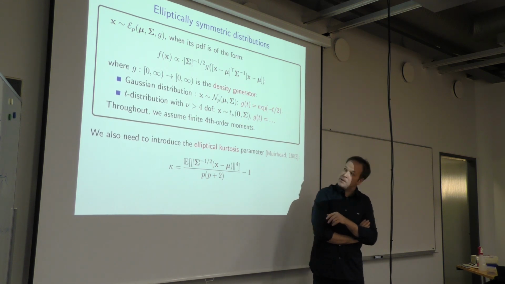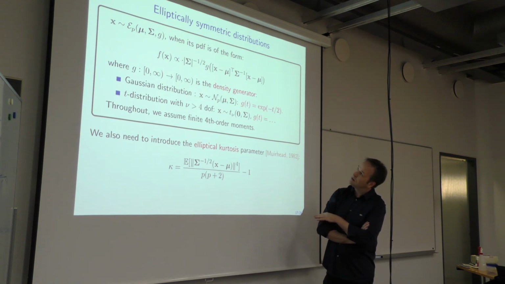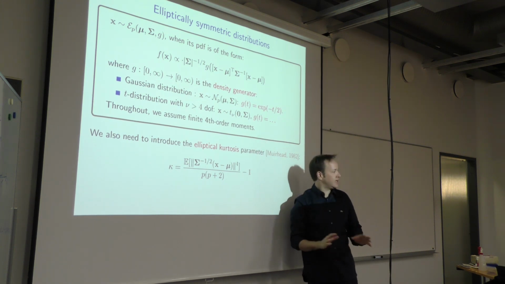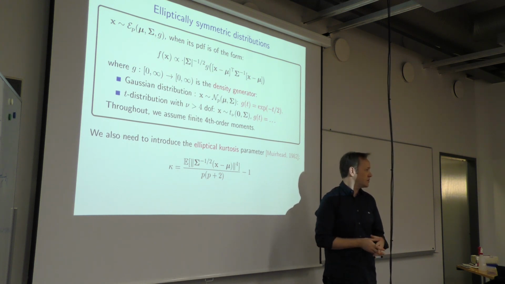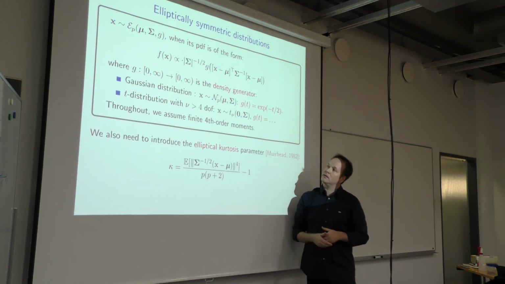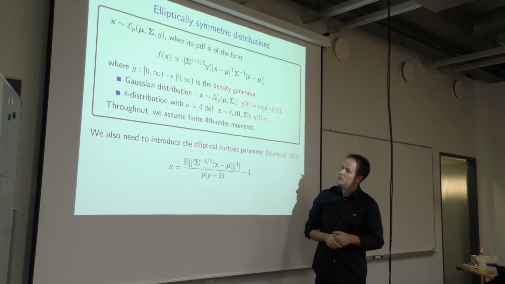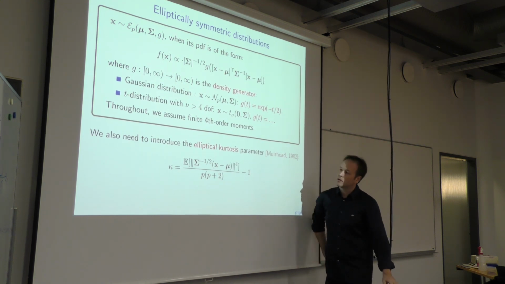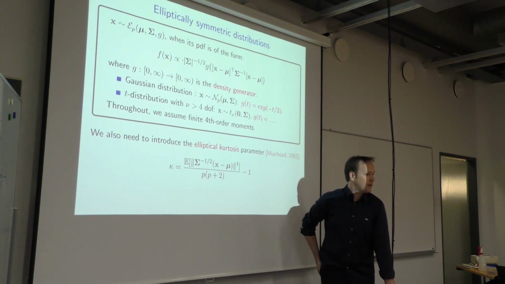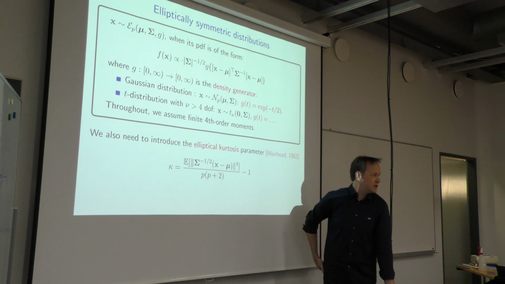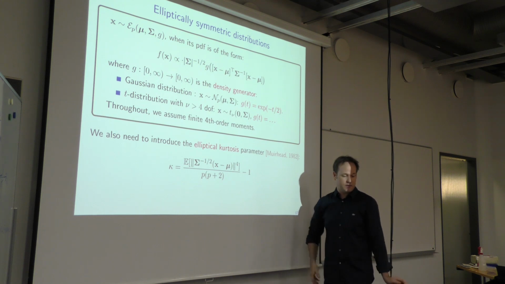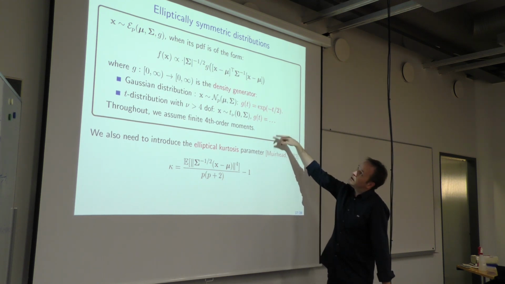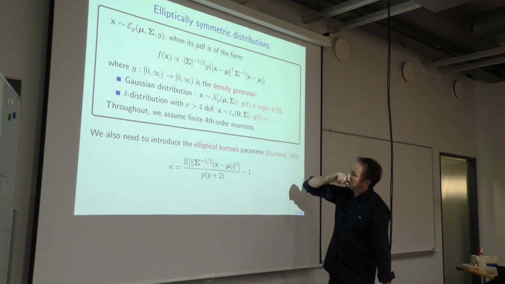And what we assume is basically the only thing that we assume: that the data comes from this large family, but we don't specify the exact distribution. So we are not saying that it's Gaussian or t-distribution. And we assume finite fourth-order moments. And we also need the elliptical kurtosis parameter, which is basically a generalization of the kurtosis to this kind of distribution, which is distributed as the elliptical family.